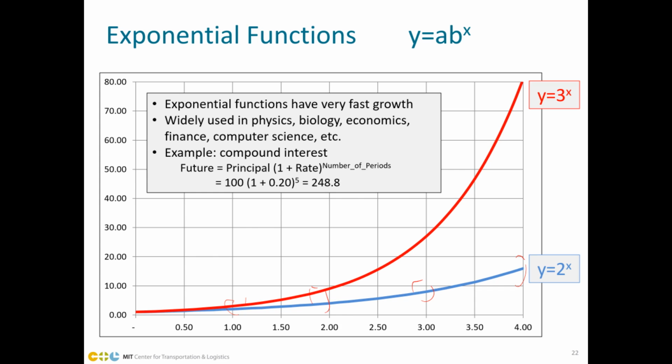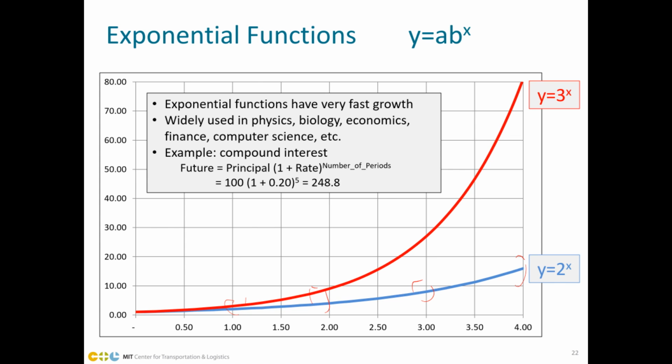If you have money in the bank, you're taking advantage of an exponential function, and this is for calculating compound interest. So here I have the equation where the future value is equal to the principal value, how much I put in, times 1 plus the interest rate, and that is raised to the number of periods.